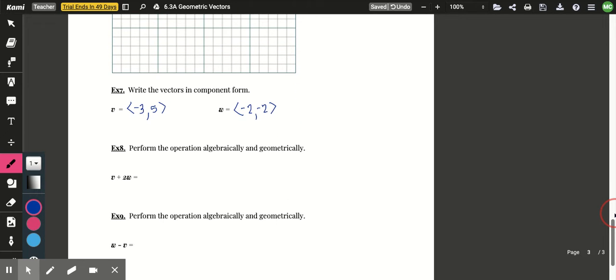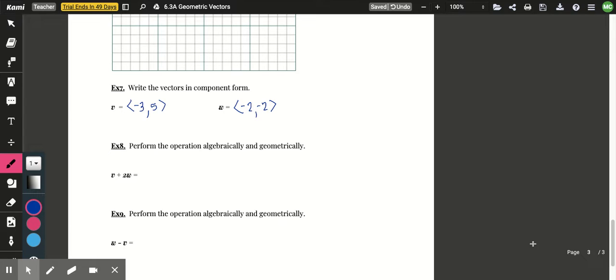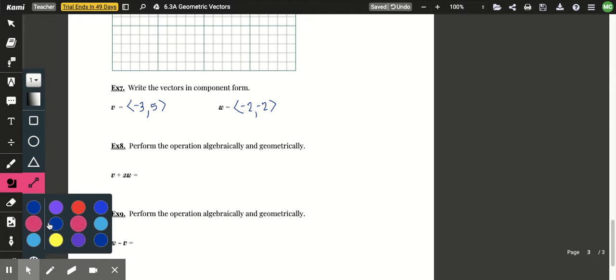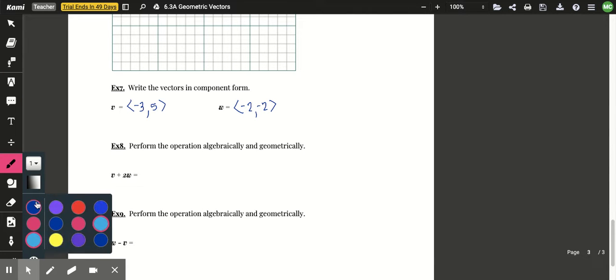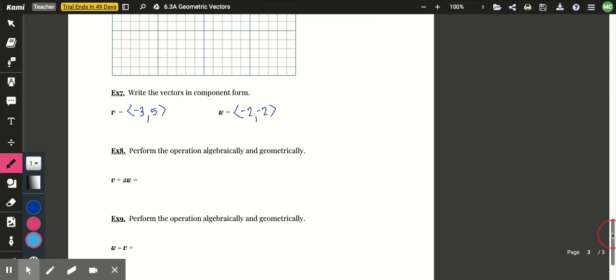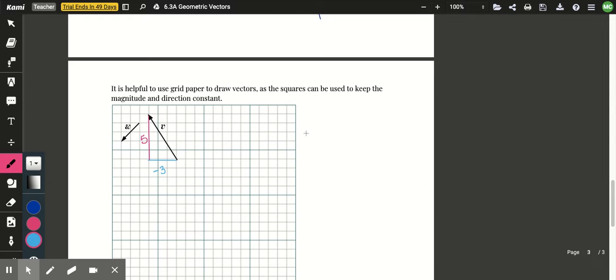Okay, so now we're going to perform some operations on these things, both algebraically and geometrically. So I'm going to do geometrically first because we've already been doing that. So for my first one, I want to do v plus 2w. So I'm going to come back up to the top here and I'm going to write down what I'm doing. So v plus 2w so that I can see it.